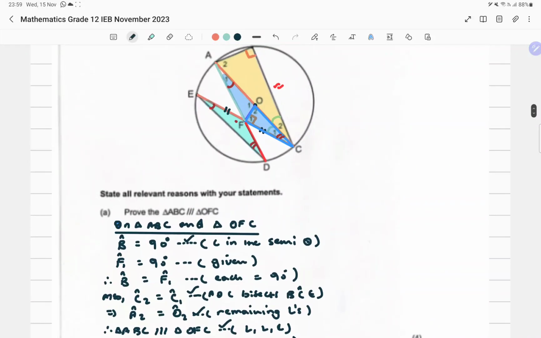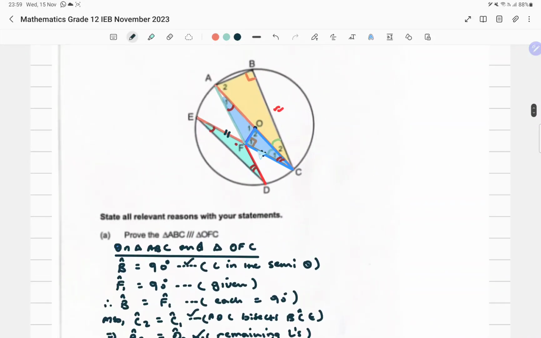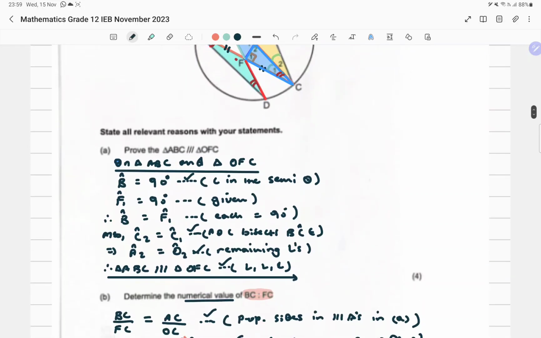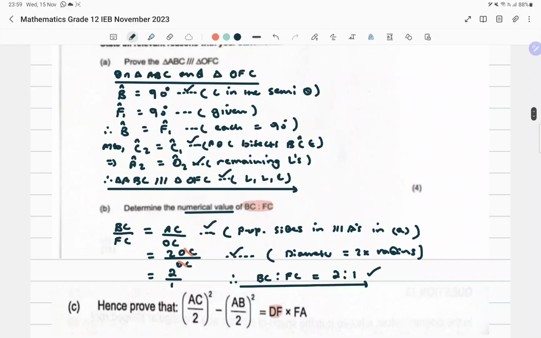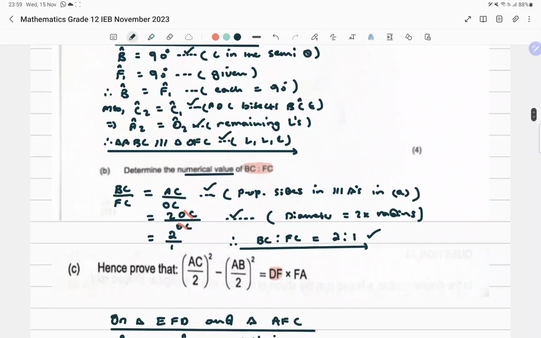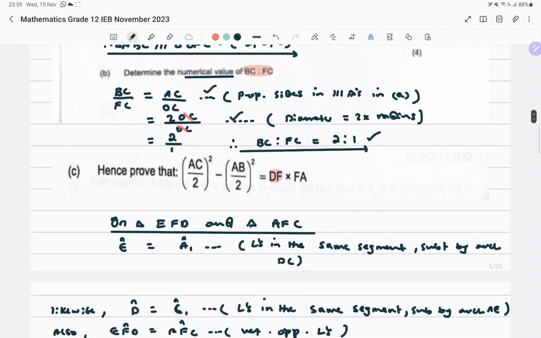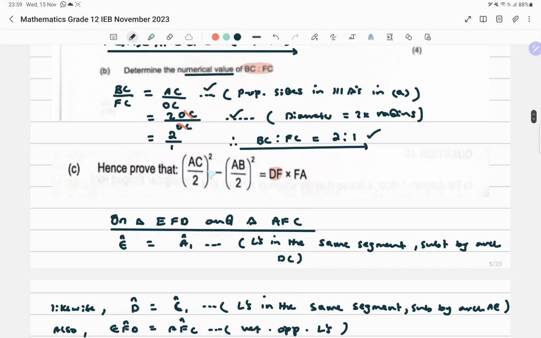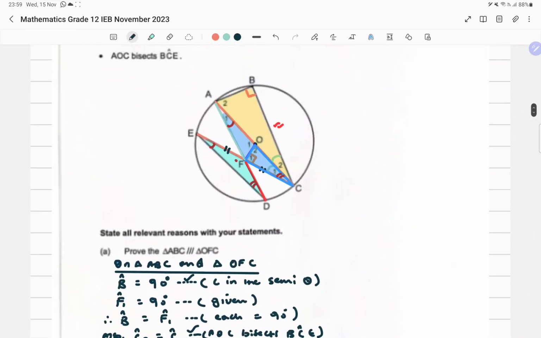So now, what is FC squared? If you look at FC squared, it is essentially OC squared minus OF squared. All right. Now I'm trying to think, how do I get AC here? How do I get AB there? Because those things have something to do with this thing here.